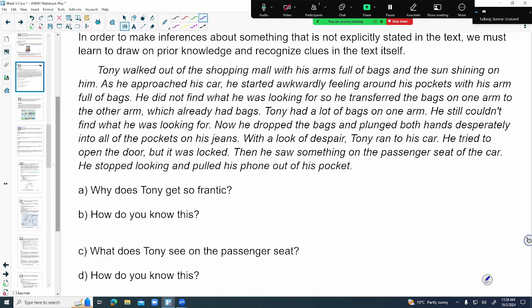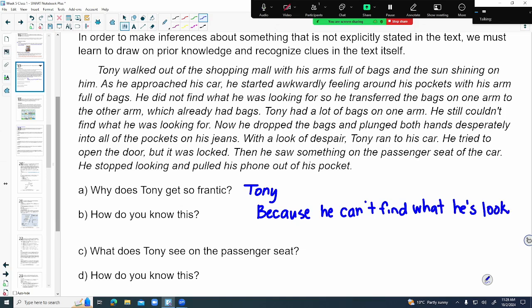So this is actually an exercise in answering questions too. When we answer questions in writing, we need to make sure we use complete sentences. So why does Tony get so frantic? Because he can't find what he's looking for. We talked about this in lesson 1. That part, because he can't find what he's looking for, is a sentence fragment.